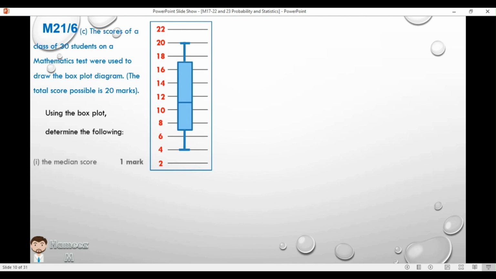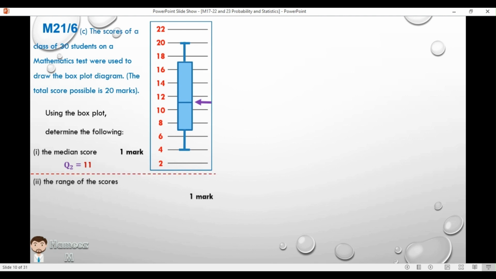Using the box plot, determine the following. Part 1, the median score. And we can see from a box plot, which is vertically represented, that the median score, or the 50th percentile, or Q2, is represented by this purple arrow. And as such, Q2 is equal to 11. Let's go on to the next part. Part 2, find the range of the scores. And the range will be the maximum score, which is at the top, which is 20, minus the minimum score, which is 4. And 20 minus 4 is equal to 16.